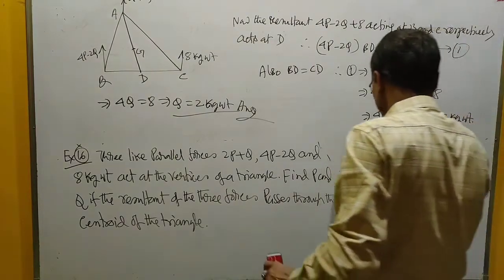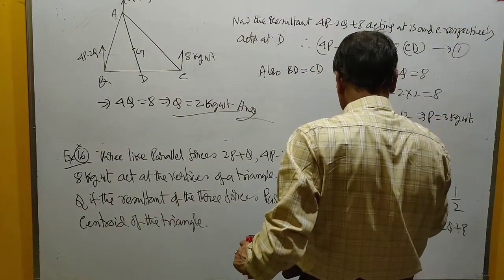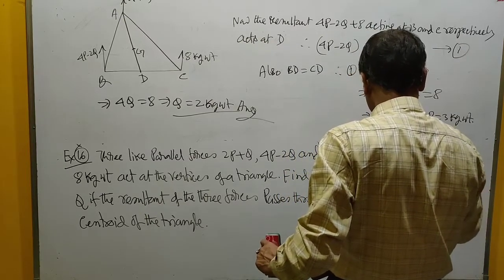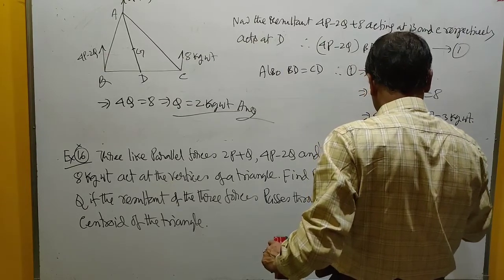Therefore, we have proved this one. Answer: P equal to 3 kilogram weight and Q is equal to 2 kilogram weight.